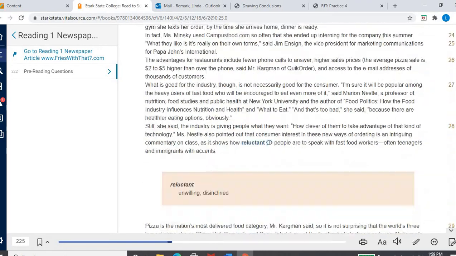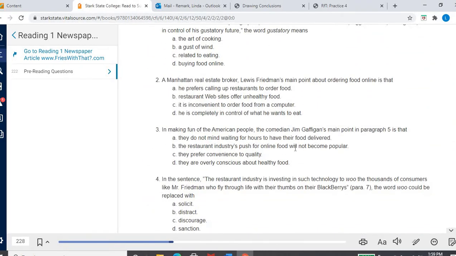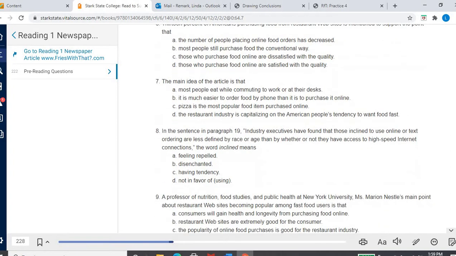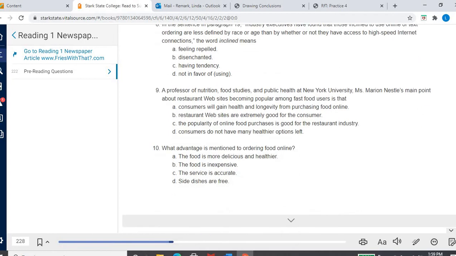So what is he saying about, let me scroll down here, about kind of making fun of us? Do we not mind waiting for hours for our food? The industry's push for online food will not be popular. They prefer convenience to quality, or they're overly conscious of our healthy food. To me, us going to fast food and just blurting out a number means we really like convenience to quality, because we know that too much fast food is not great for us. And so he's kind of teasing that as long as people can get their food quick, they don't care. Okay, so number 3 is C. So on your own, you're going to go ahead and answer questions 7 and 9, multiple choice.